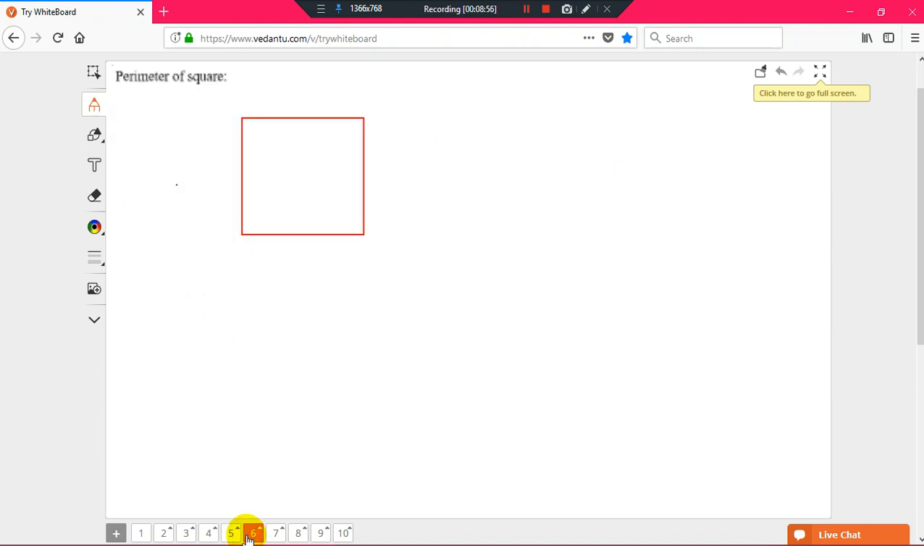Now, perimeter of a square. We know that a square has all sides equal, right? A square has all the sides equal. So if one side is L, what will be the other 3 sides? Of course L only, because all the sides are equal.